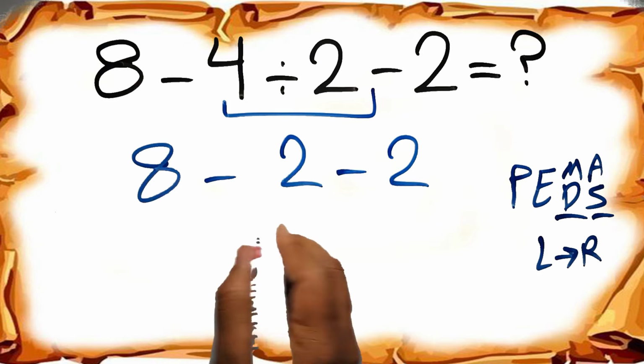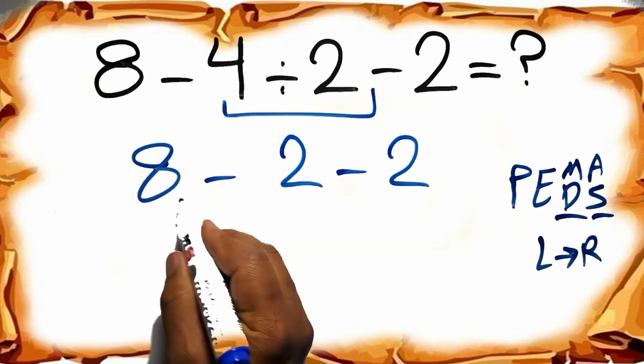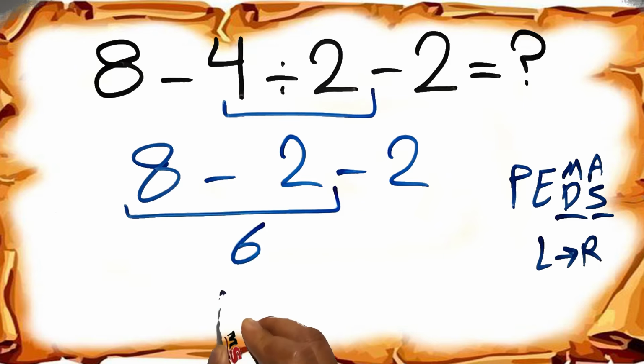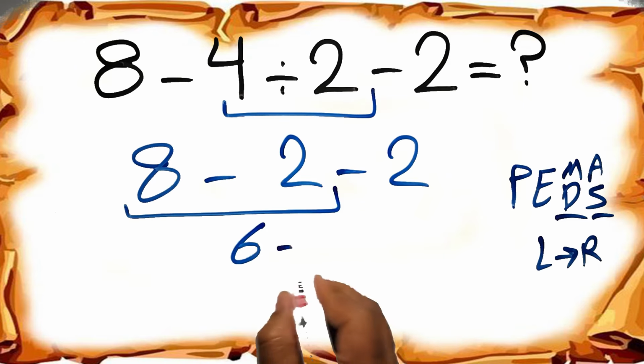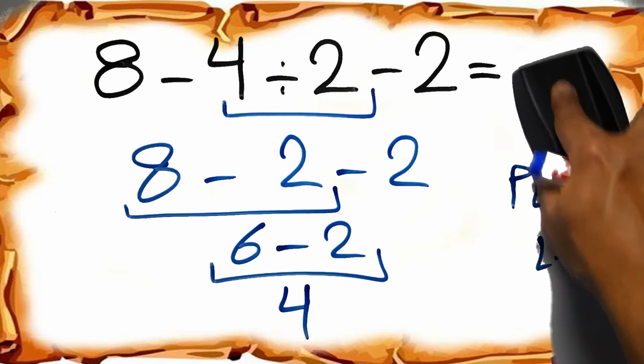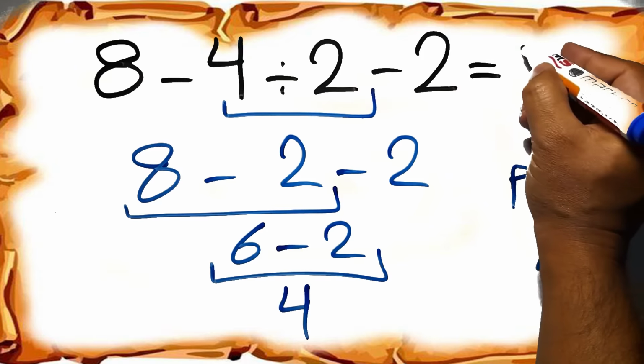Okay? So here, first we have to do this subtraction. 8 minus 2 is just 6. And 6 minus 2 gives us 4. And this is our final answer to this problem. The correct answer is 4.